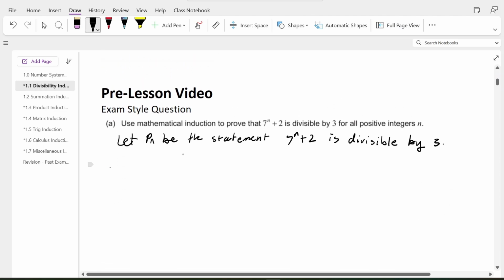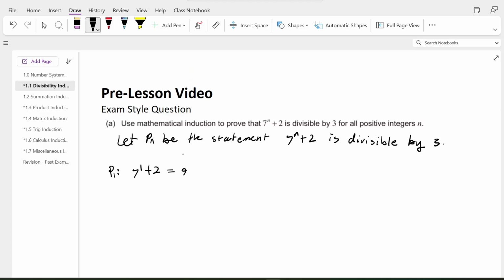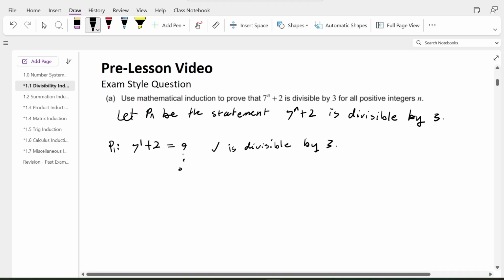So we're just going to be looking at P1. So 7 to the 1 plus 2 is 9. And then we can say is divisible by 3. And then this is where the notation that we set up sort of here helps us out a lot, because then we can just say, therefore, P1 is true.